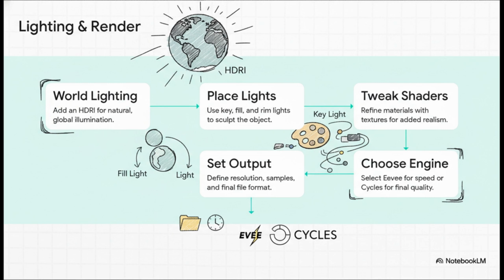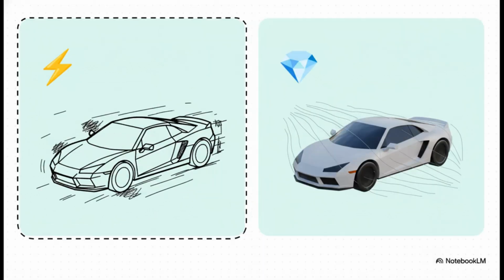After that, you'll add your own lights, the classic key, fill, and rim lights to really carve out the shape of your object. And once you've tweaked your materials, it's time for a really big decision. Which render engine are you going to use? And this choice, it's a huge deal. It'll completely change how you work. You've got 2 main options.